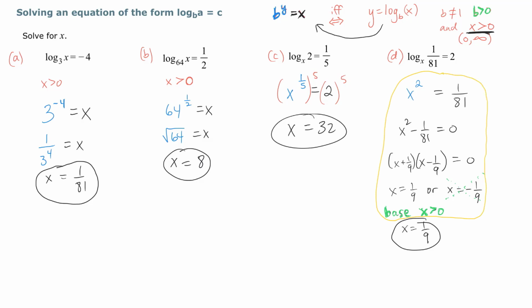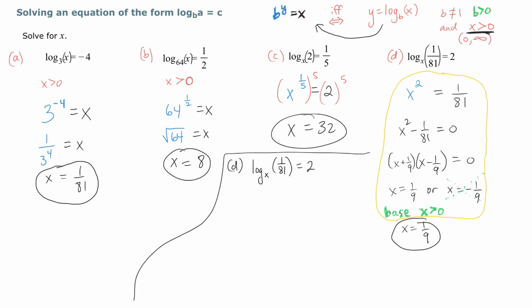I am going to show you another way to do part D. I'm going to start over. We have log base x of the input, which is 1/81, equal to 2. There are invisible parentheses there. That's why we call it a function. It's an input. So we could have the base x, raised to the second power, is equal to 1/81.